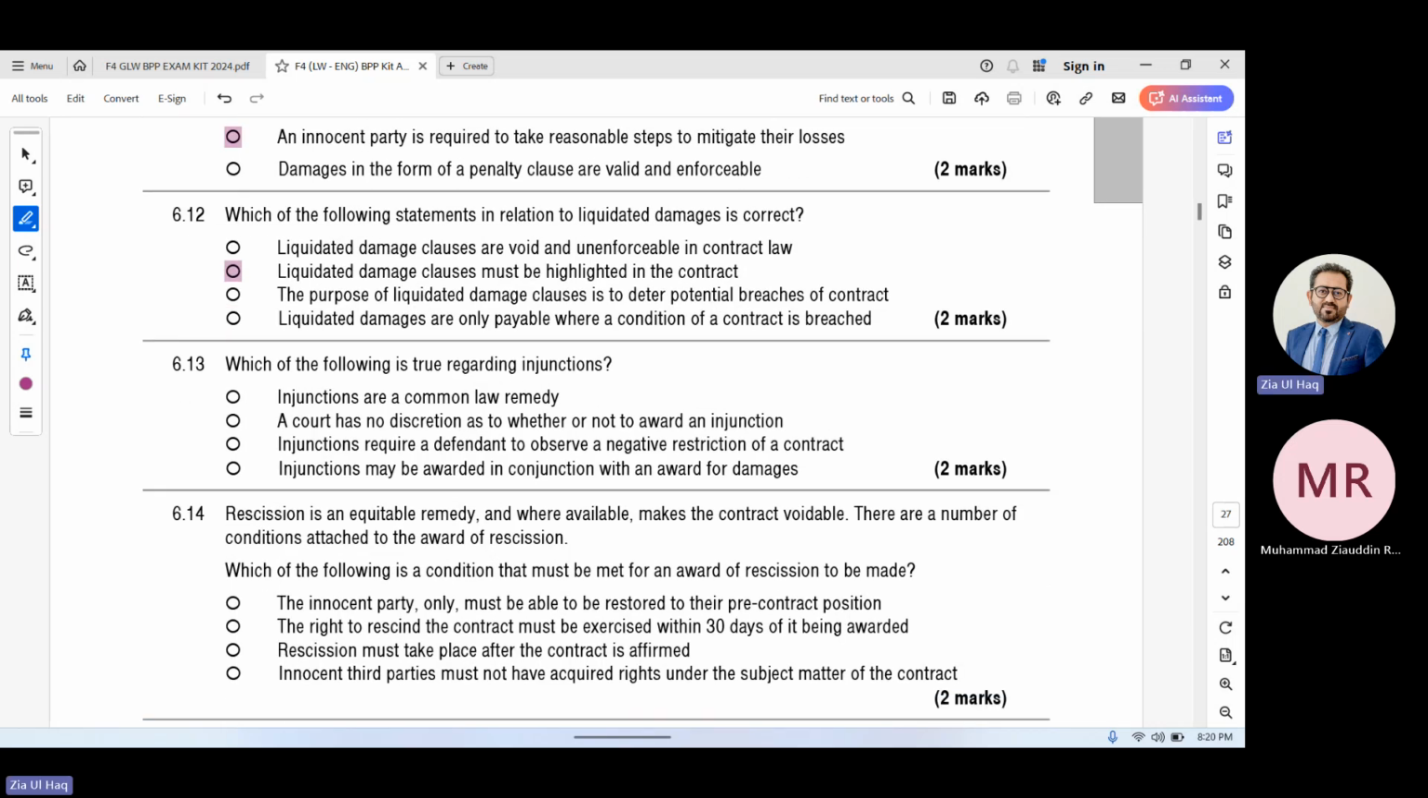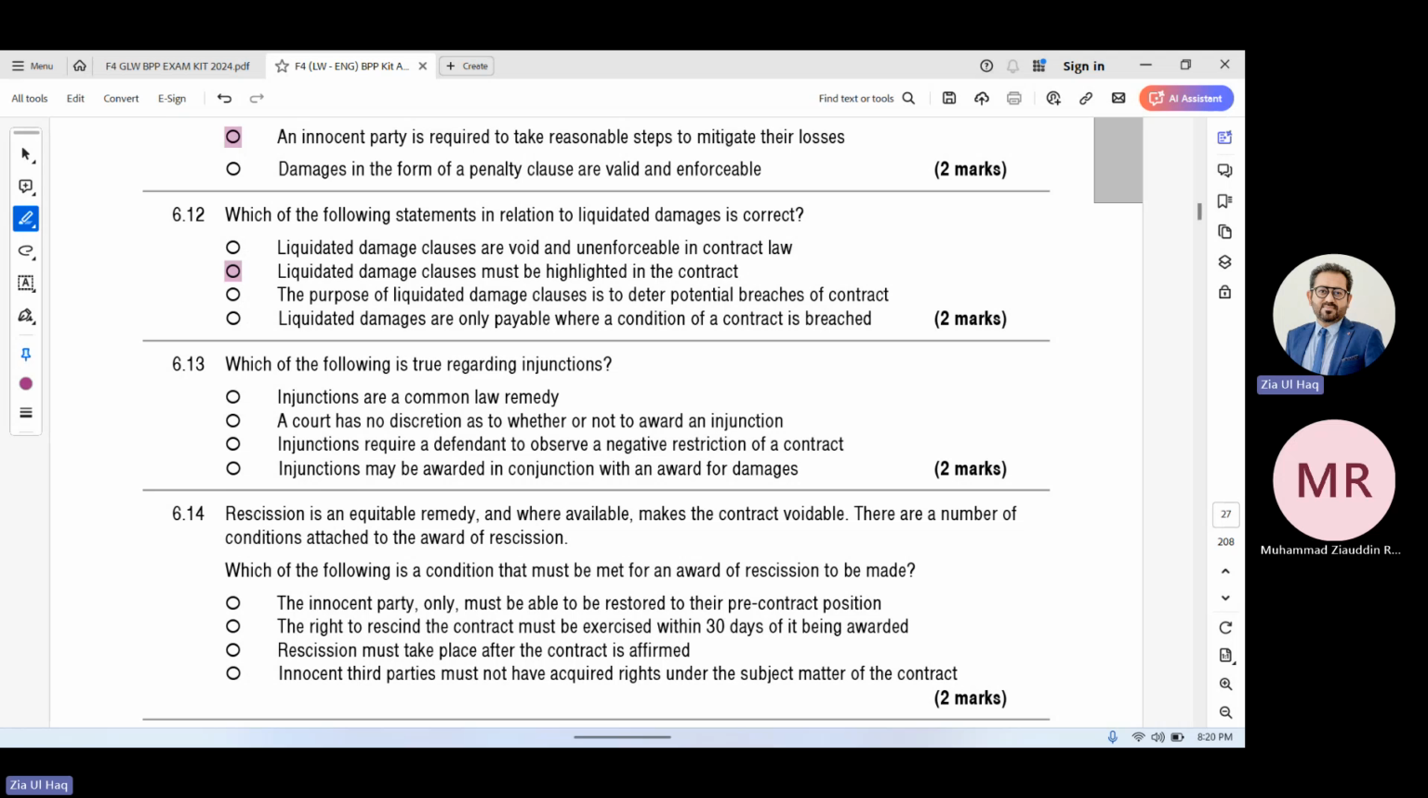6.13, which of the following is true regarding injunction? Injunctions are a common law remedy? No, common law remedies are action for price and quantum meruit. A court has no discretion as to whether or not to award an injunction. No, it is a remedy that is decided by the court.